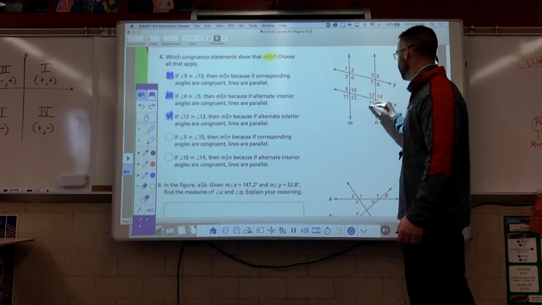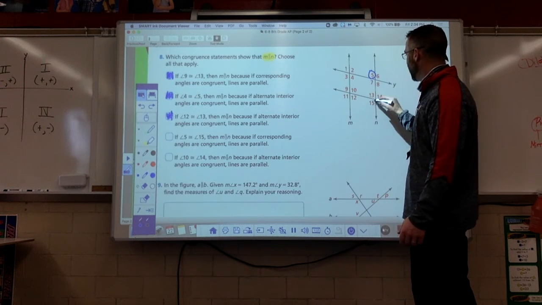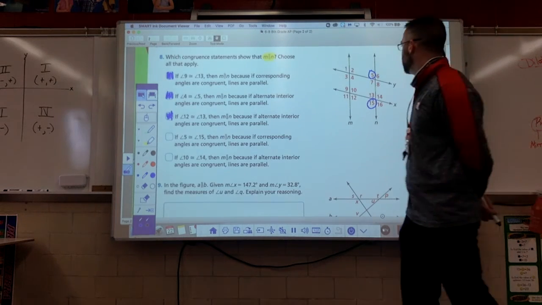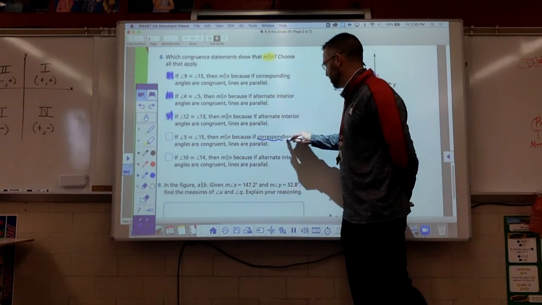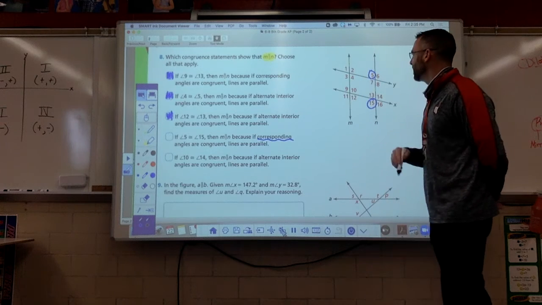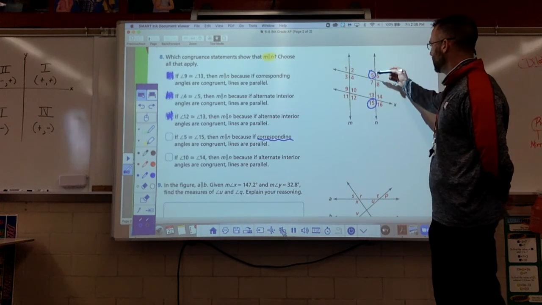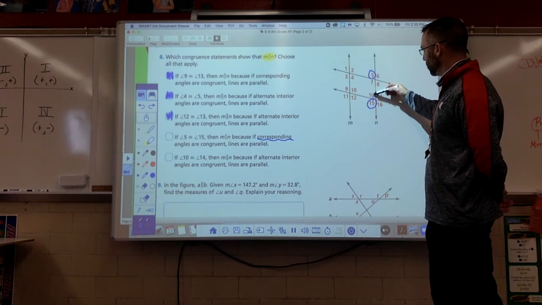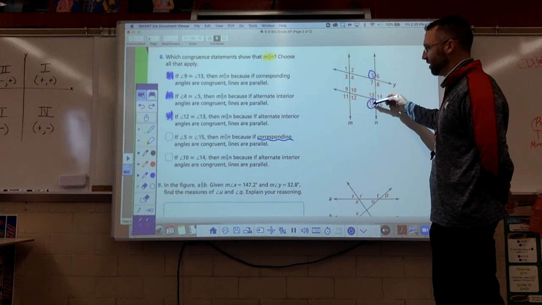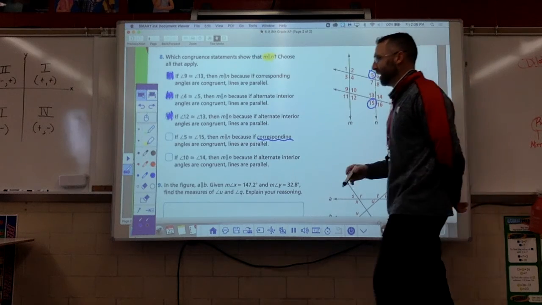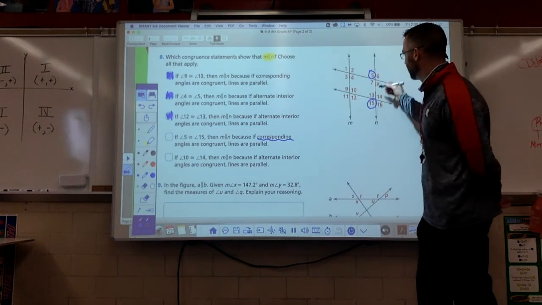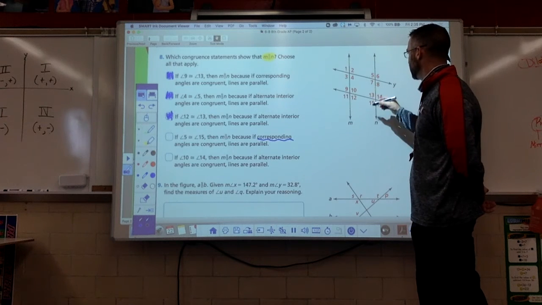Well, let's go with the next one. 5 and 15. Boy, I don't know if we've seen anything like this. They're congruent because they're corresponding. Are those corresponding? No, because 5 and 13 would be corresponding, and 7 and 15 would be corresponding, but not 5 and 15. No. Okay, now let's go to 10 and 14.